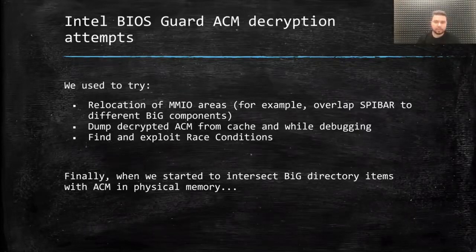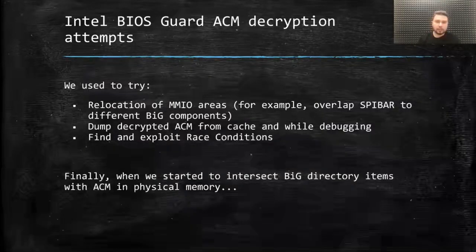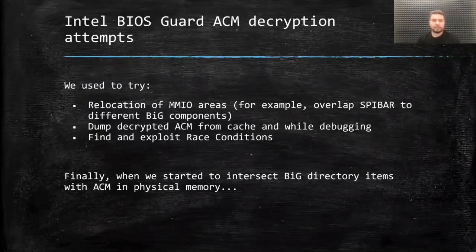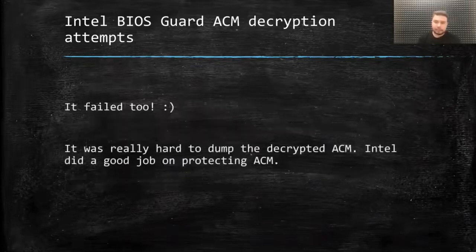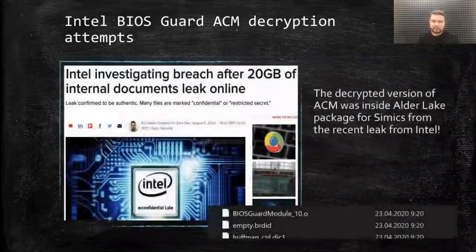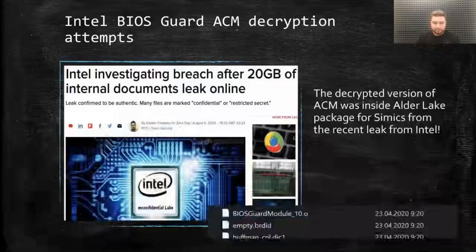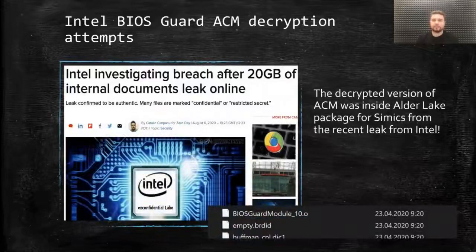We tried relocation of memory mapped areas, corrupting input data, and we tried even to steal the ACM while debugging through Intel DCI, and finally we made one last attempt, and it failed too. It was really hard to dump the encrypted ACM. Intel did a really good job of protecting its contents, just to give someone an opportunity to steal it from them. Yes, the non-encrypted ACM version was stored inside the Alder Lake package for CSME along with many other interesting things.